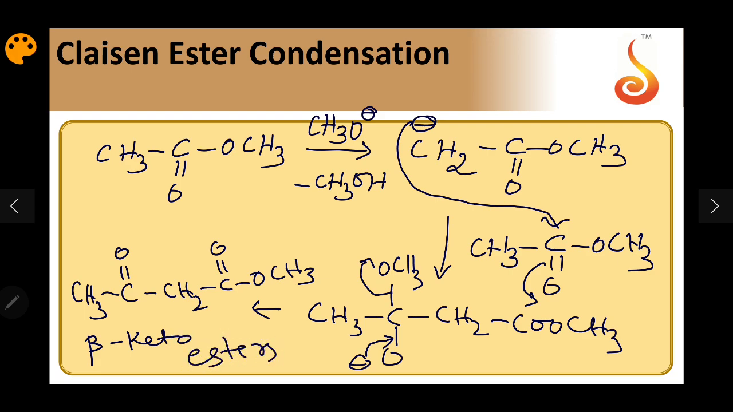So Claisen ester condensation is a reaction between two ester molecules having at least one alpha hydrogen to form beta keto esters. Like aldol condensation, here the reaction can also take place intramolecularly and intermolecularly, self as well as cross condensation reaction.